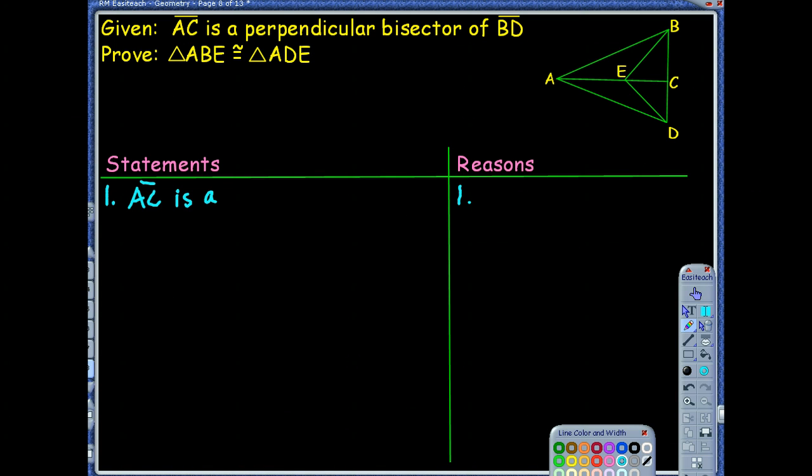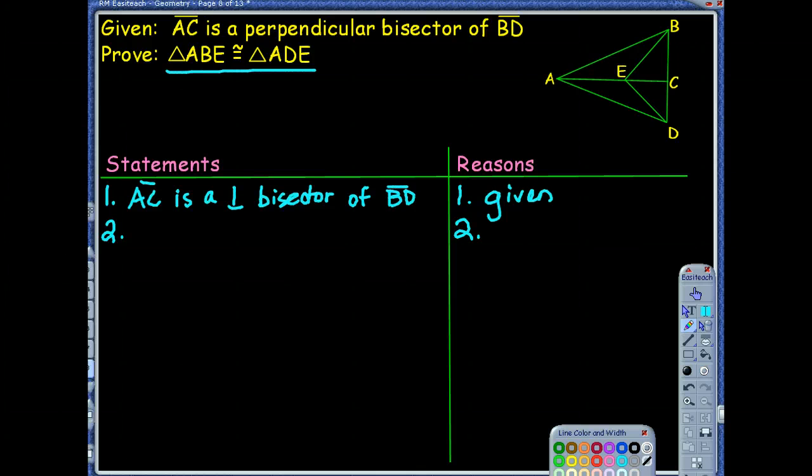All right. So we know based on the given that segment AC is a perpendicular bisector of segment BD. That's all they give you. Notice the given doesn't give you anything specifically congruent. I stress that because we're trying to prove congruent triangles, and I'm just looking at the triangles we're proving congruent: ABE and ADE. These are the two triangles you're trying to prove.